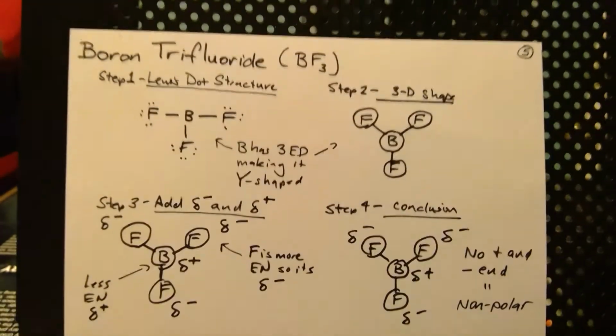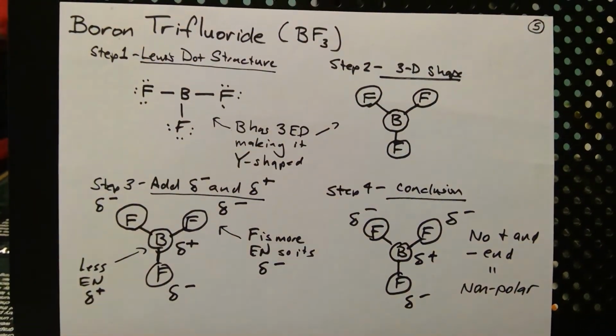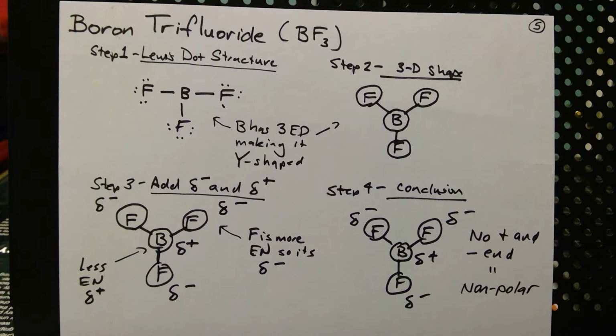Okay, boron trifluoride is our first example. Step 1, drawing the Lewis-Dot structure. Something you definitely should know how to do. Step 2 is three-dimensional shape. Now, boron has 3 electron domains, which makes it have a Y shape. So we draw the three-dimensional shape of boron trifluoride.